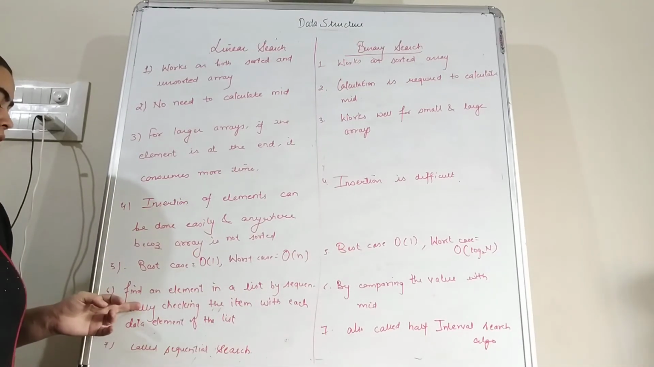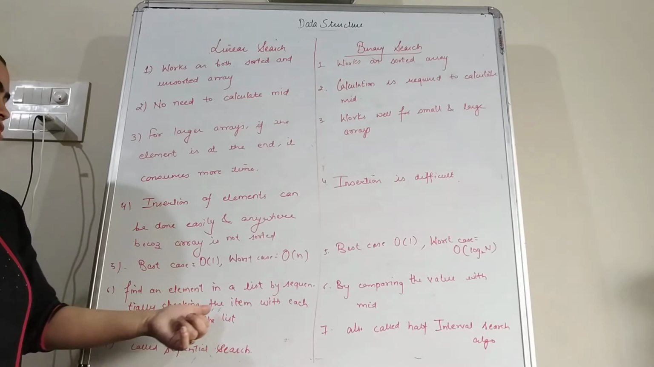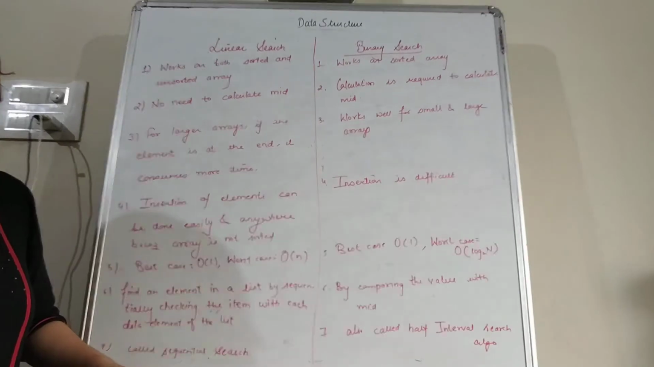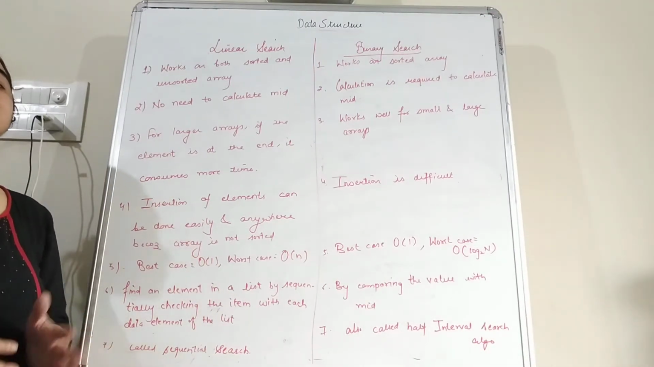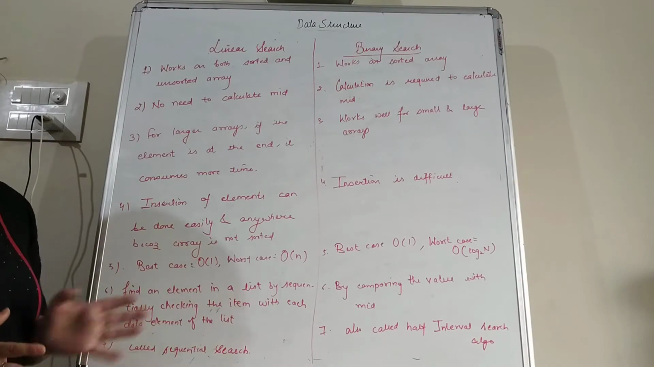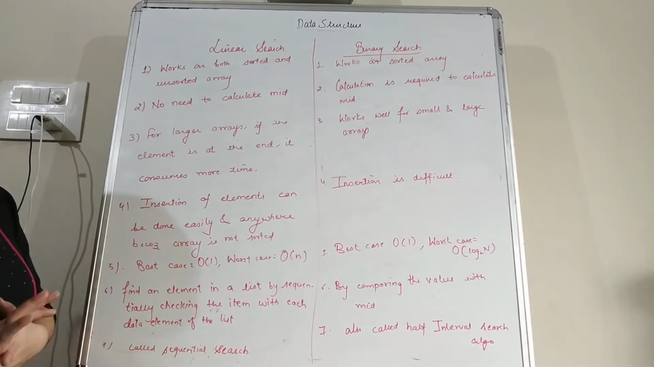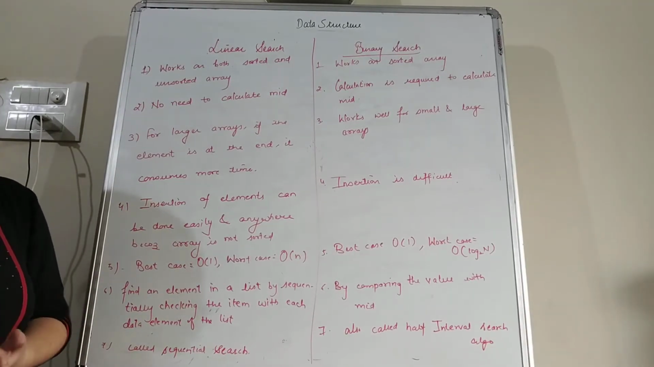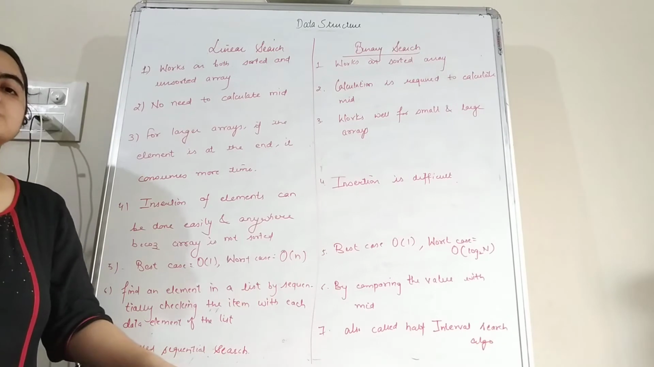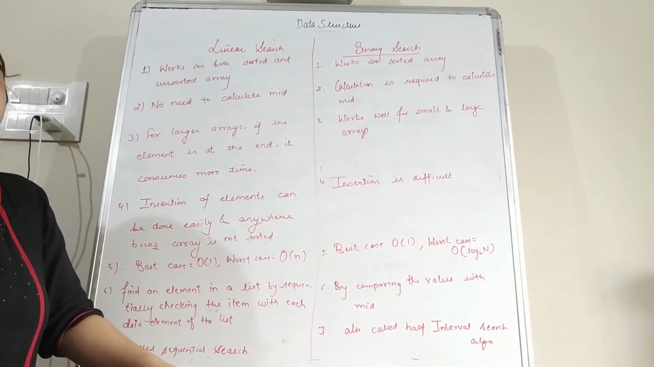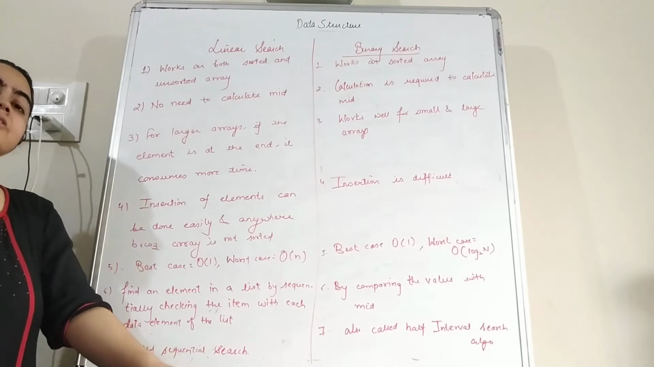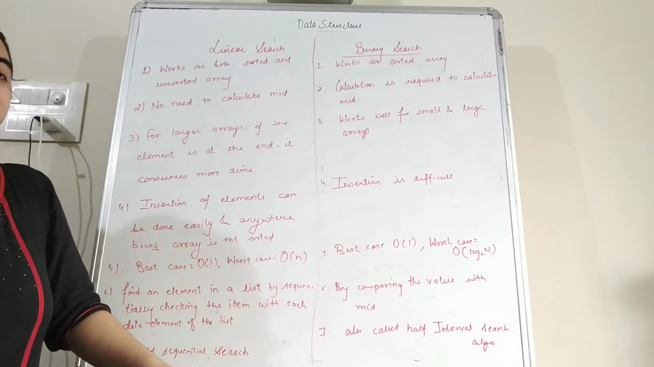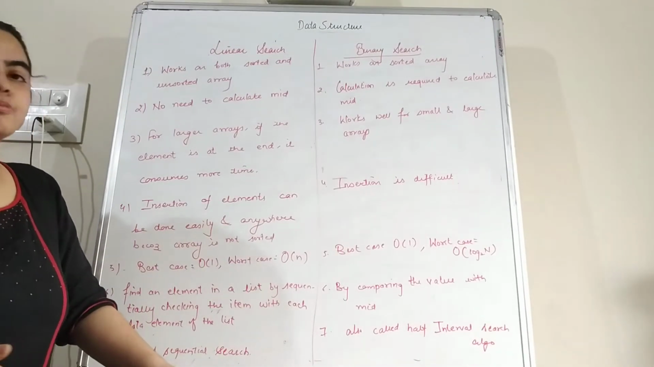Now students, after this, finding an element in the list by sequentially checking the item with each data element of the list. In case of the linear search, we have to search the item by comparing it with each and every data element that is present in the list. While in case of the binary search, we search the data element by the value of mid. If the item which we are going to search is lesser than the value present in the mid, then we can decrement the value of end by 1, and if the value is greater than the value of mid, then we can increment the beginning to mid plus 1.